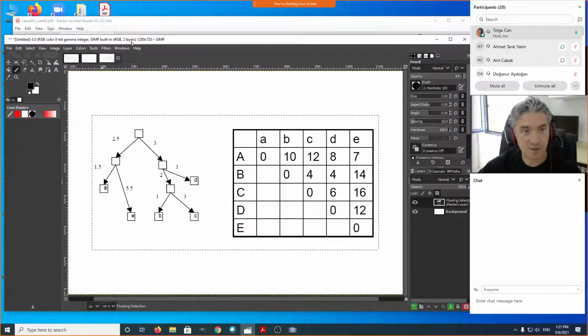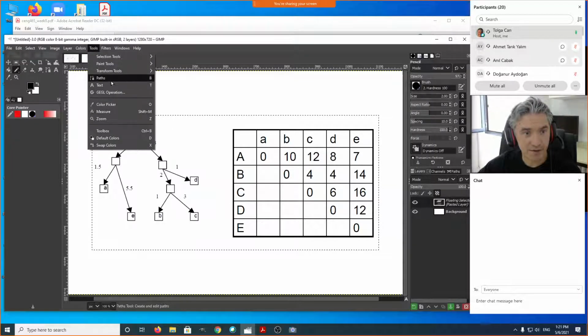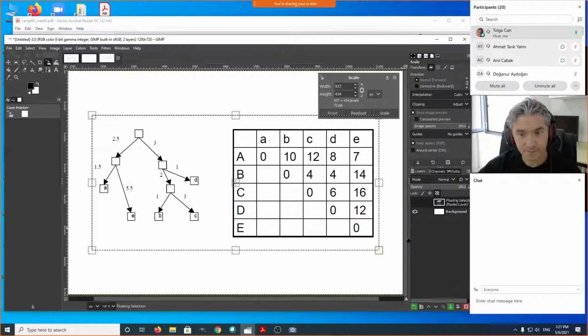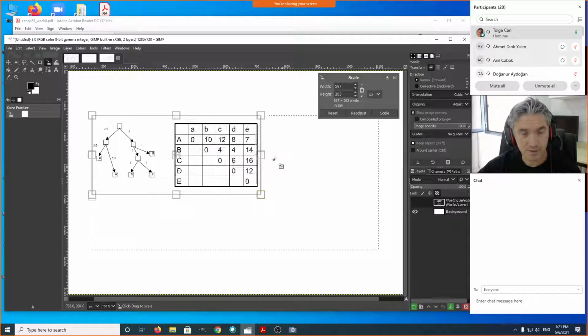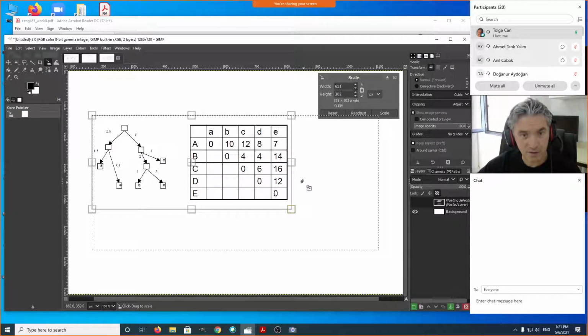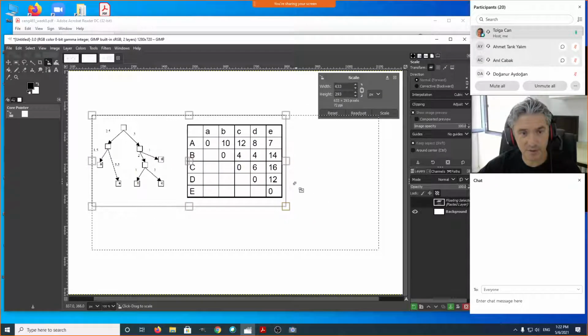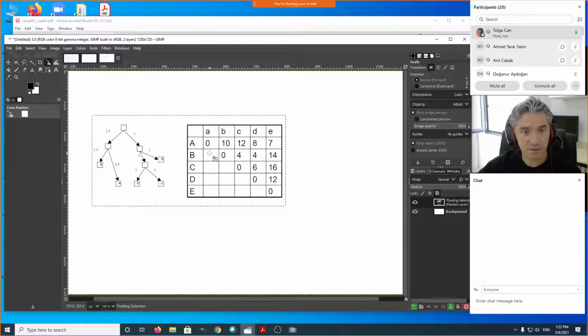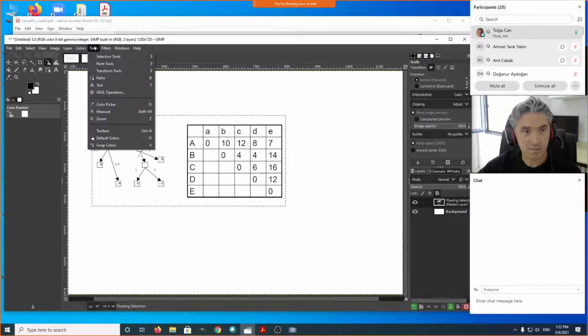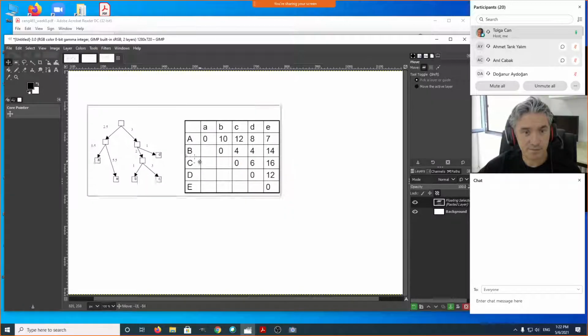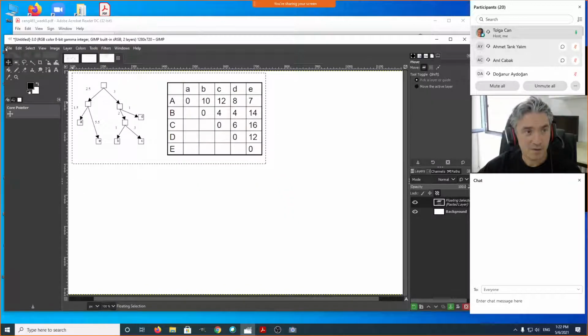Okay, so let me scale this down a little bit. I only need the matrix, but let's leave this here also as a reference. Let's move it here. And let me scale, flatten my image.